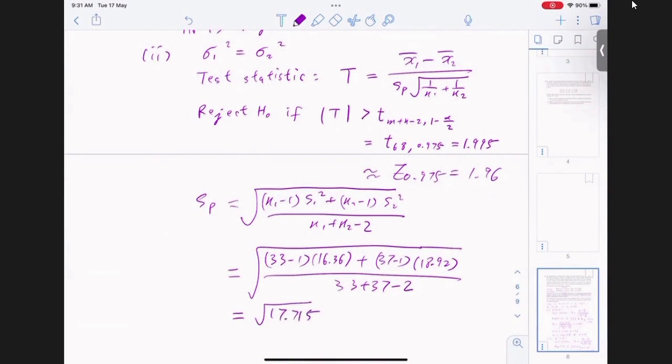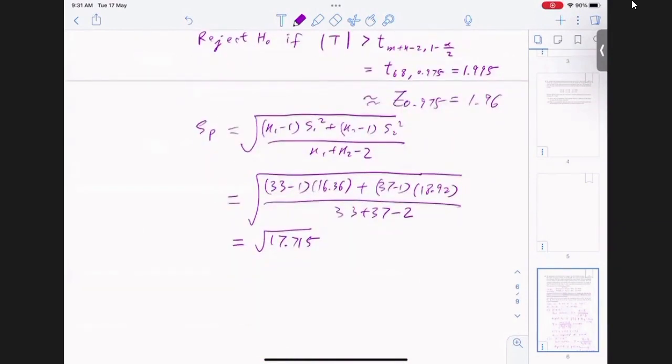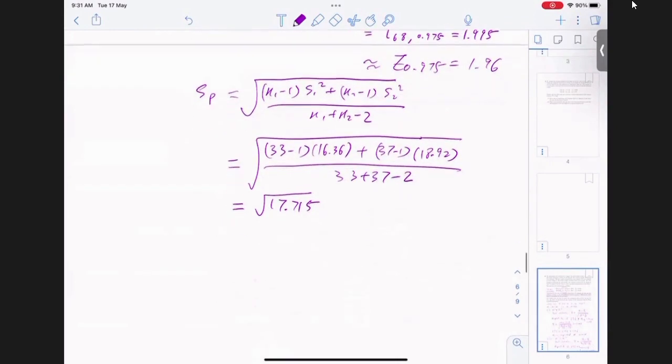I don't have a calculator here. I just copy this from the solution. So take the square root, because this is the number within the square root sign. So this 17.7 is the pooled sample variance. We take the square root of it, we get the sample standard deviation, the pooled sample standard deviation.